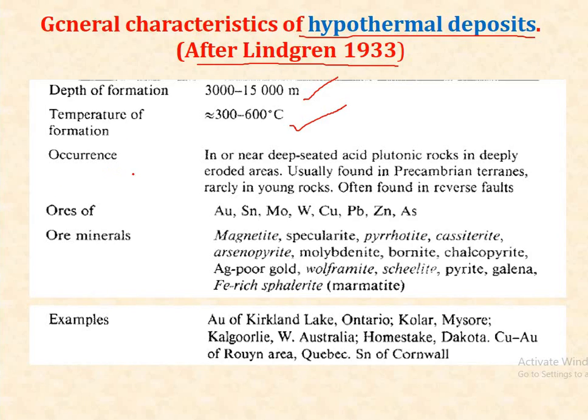Occurrence in or near deep-seated acid plutonic rock in deeply eroded areas, usually found in Precambrian terranes, rarely in younger rocks, often found in the reverse fault. Very interesting, reverse fault में मिलते हैं.